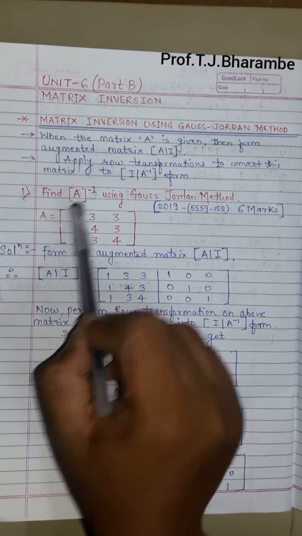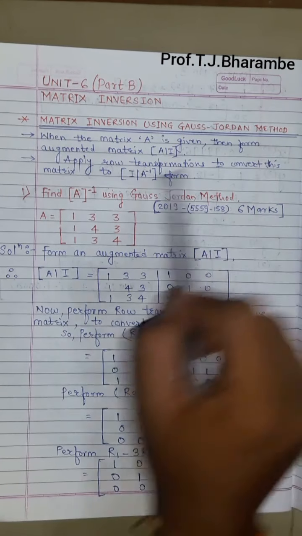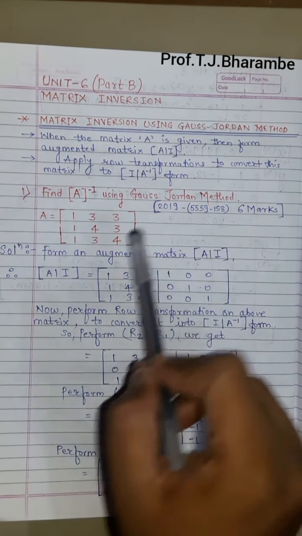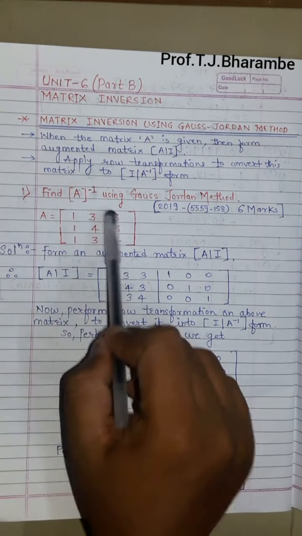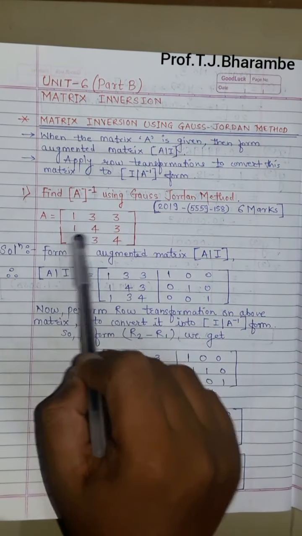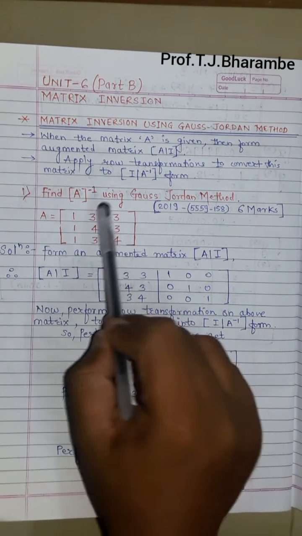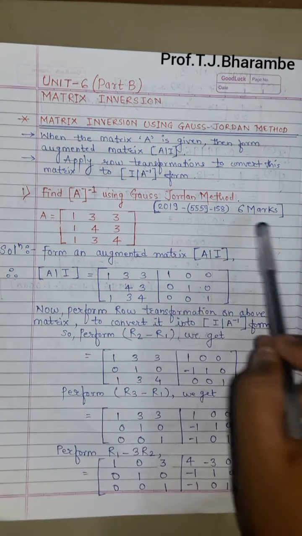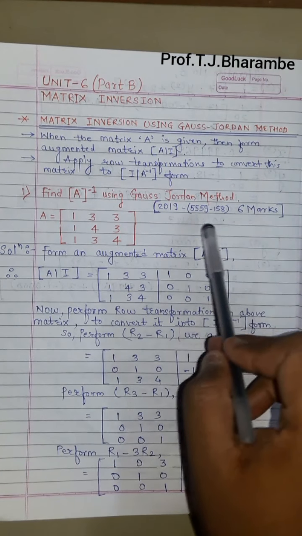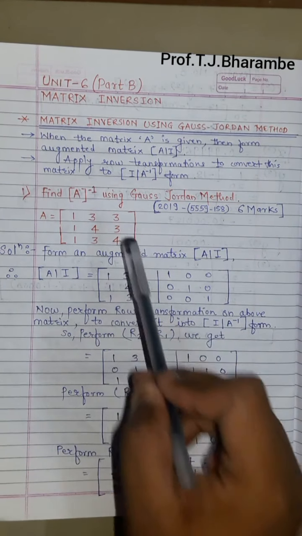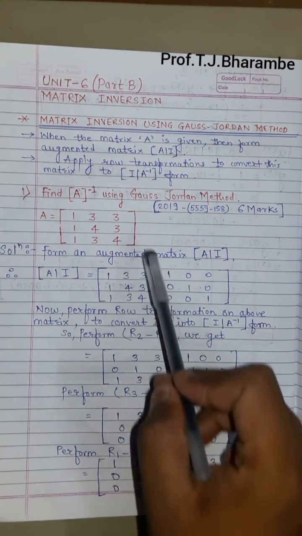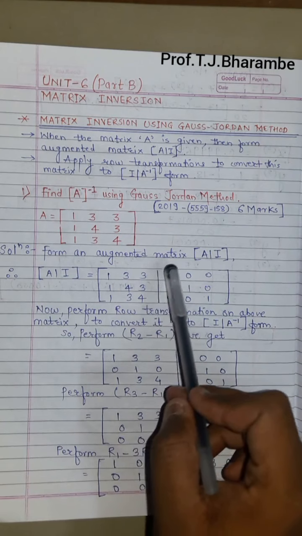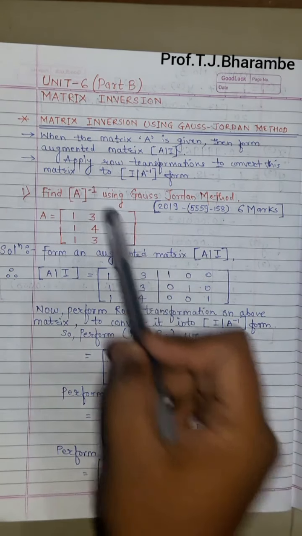So let us see one example related to this Gauss Jordan method. Find A inverse using Gauss Jordan method. A equal to, they have given these values: 1 3 3, 1 4 3, 1 3 4. This particular example was asked in 2019 in the university question paper for 6 marks. This is a very simple method. Already we have studied the row transformation, so again we have to apply that in order to find this A inverse.